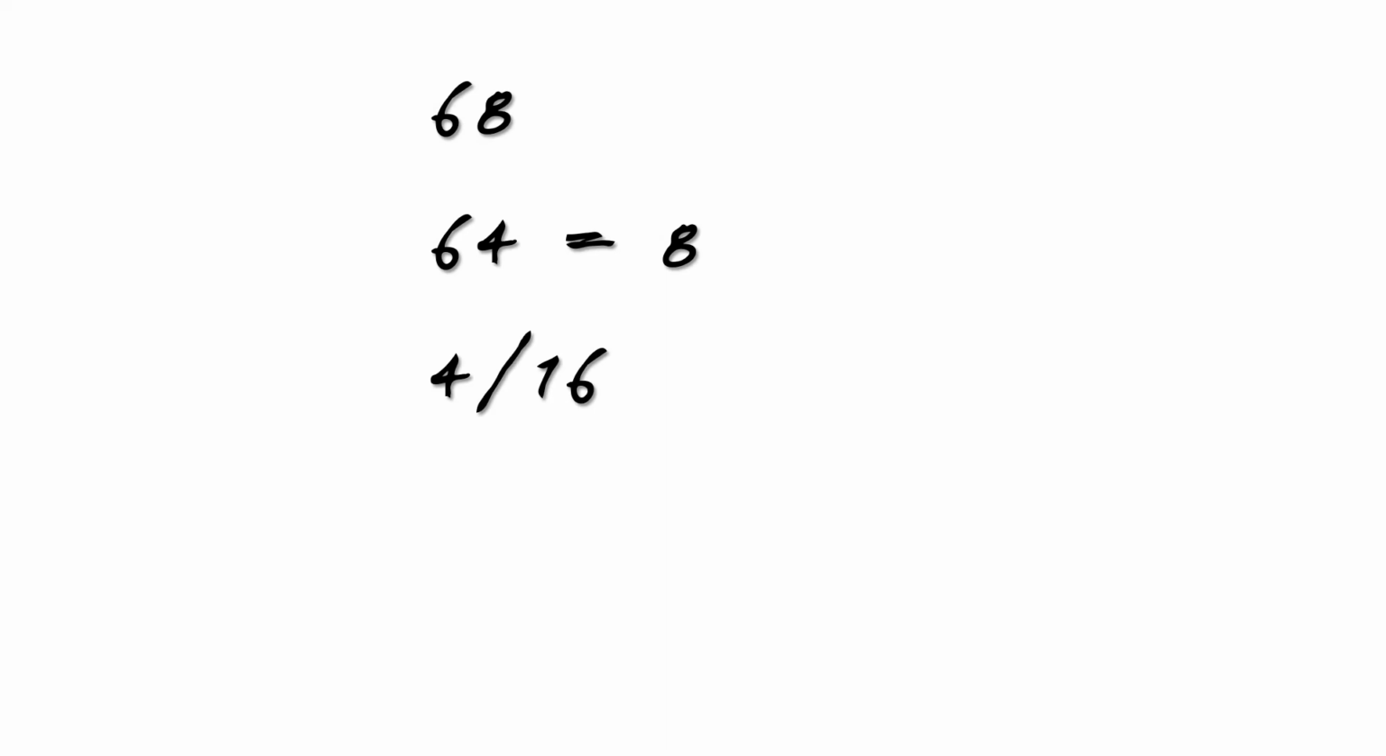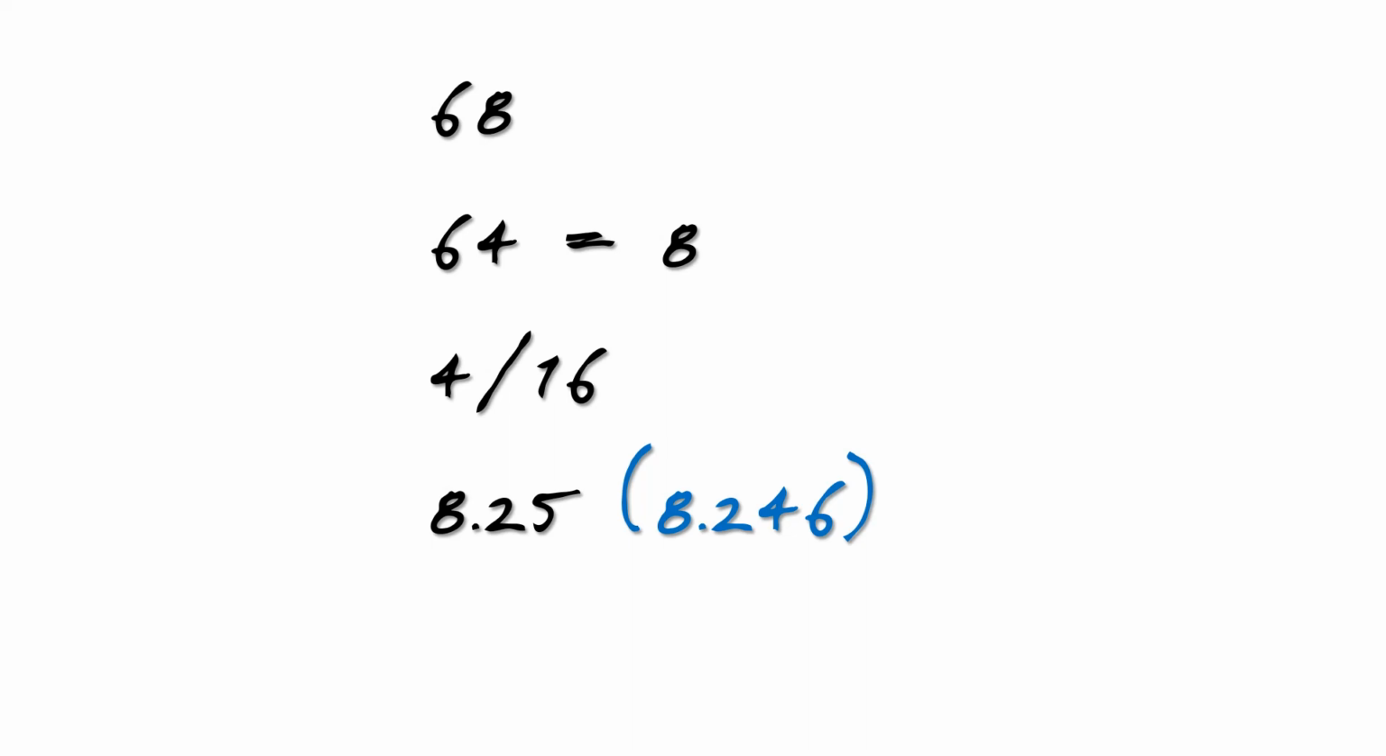The difference between 68 and 64 is 4. So we're going to take that 4 and divide it by twice the 8. So 4 over 16. Now that is just a quarter. So our answer is 8.25, 8 and a quarter.